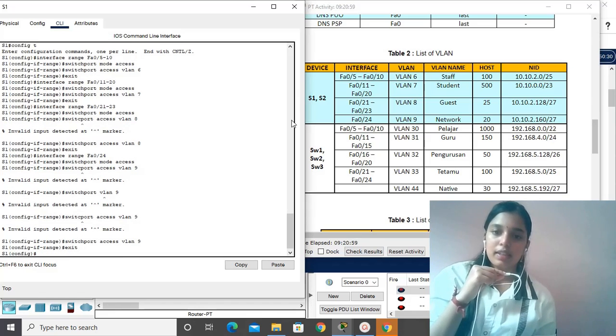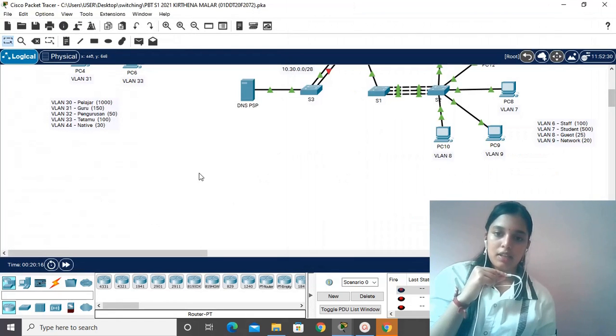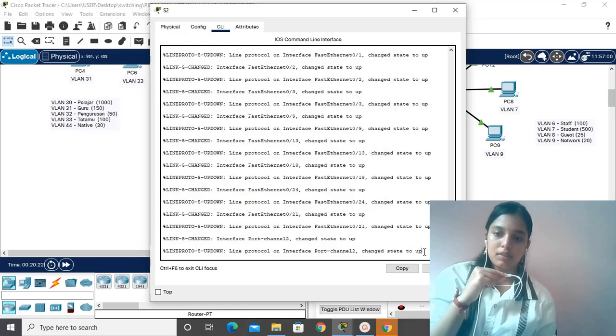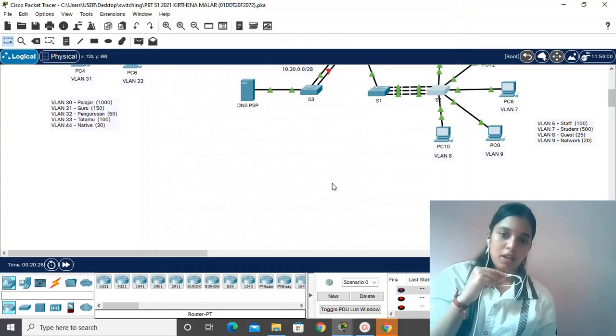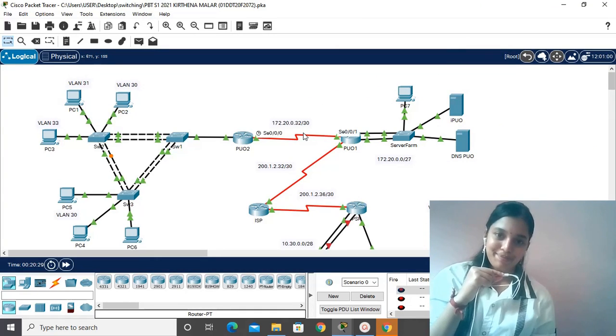So after that go to S2, do the same as I do in switch 1. So you also type like that. Go to CLI and type the same way again. These are the steps I know to do the table. Thank you.